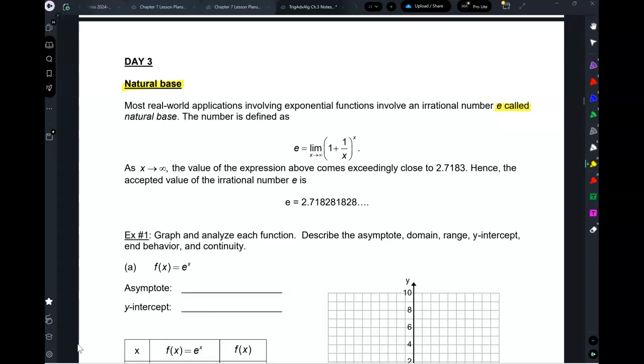A lot of real life problems end up with a factor that looks like this: 1 plus 1 over x to the power of x. And often we have to see what happens to that at the very end, the end behavior as x approaches infinity. It just so happens that when you graph this equation, 1 plus 1 over x to the power of x, it starts off like this and then it levels off, right? Just steadily.